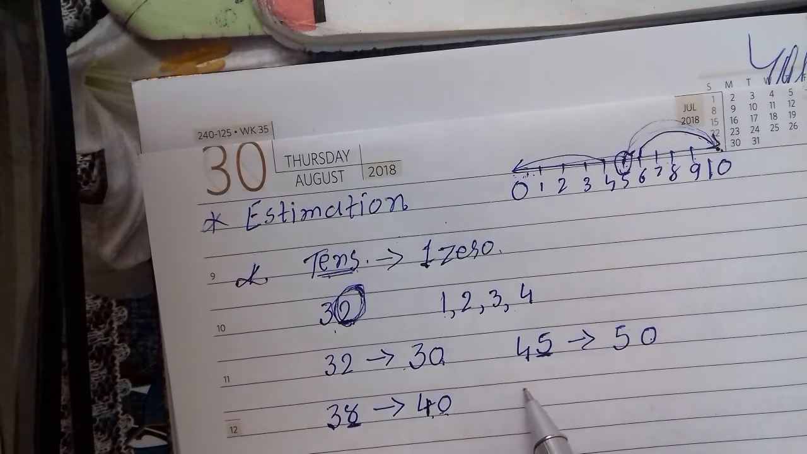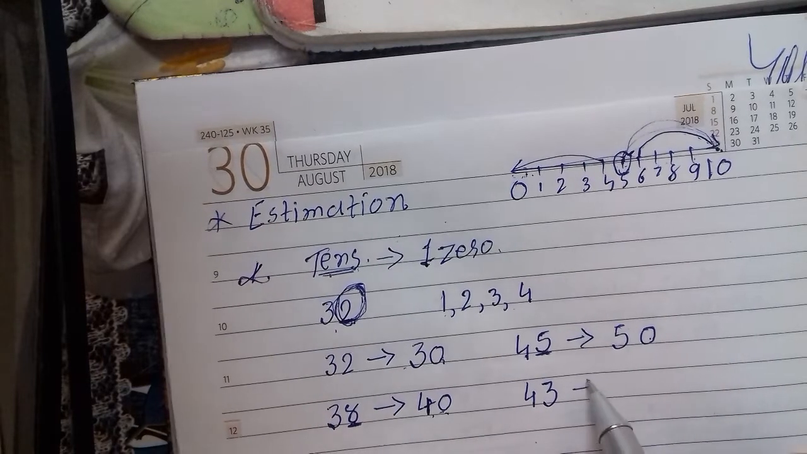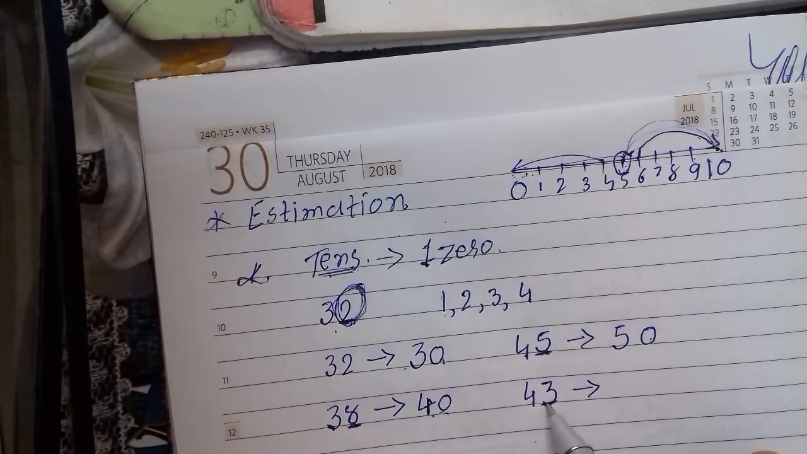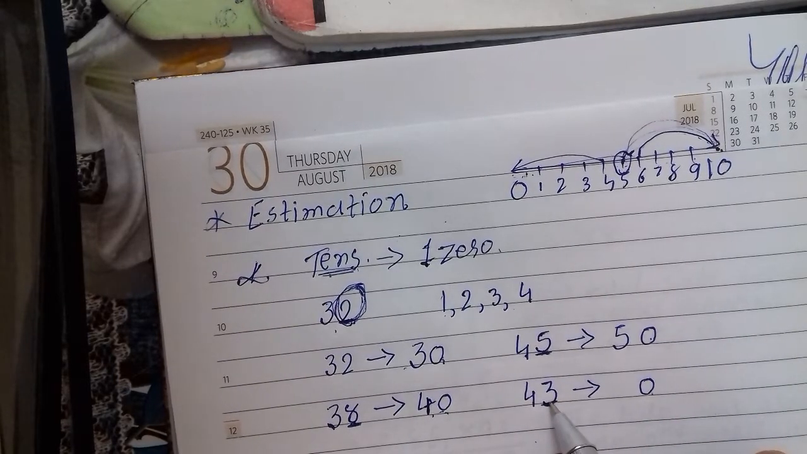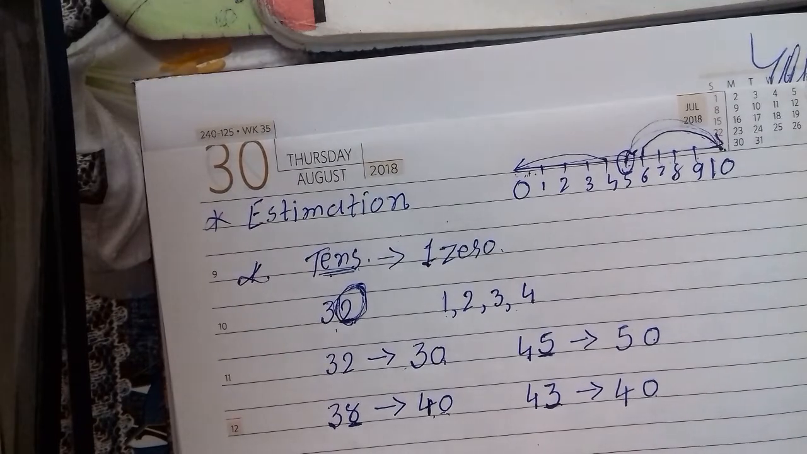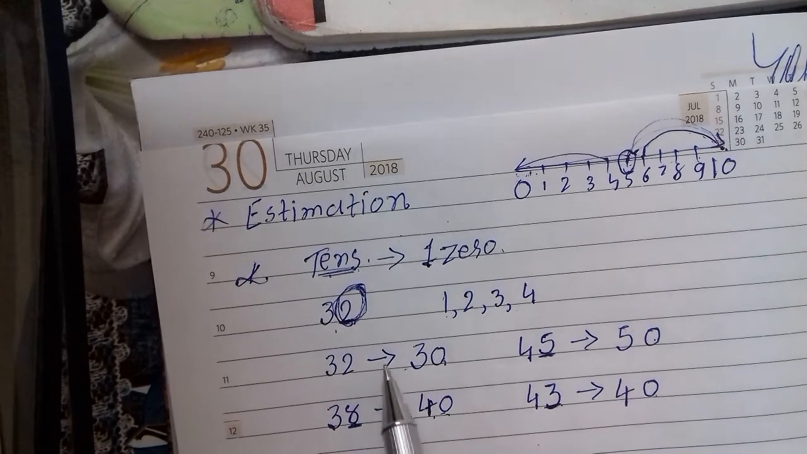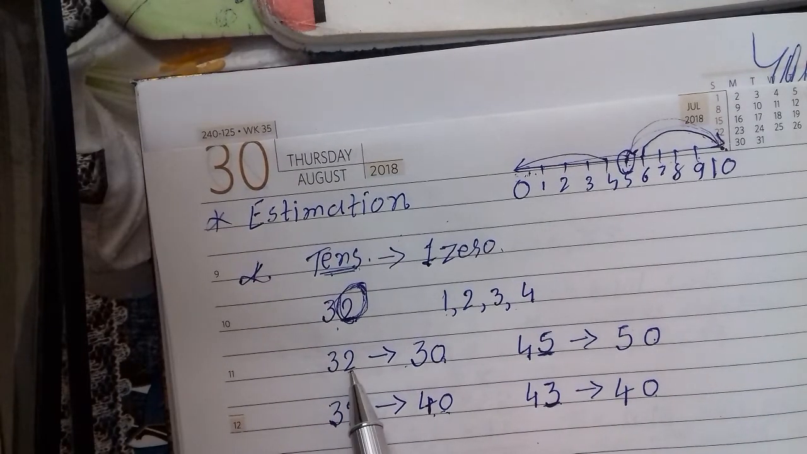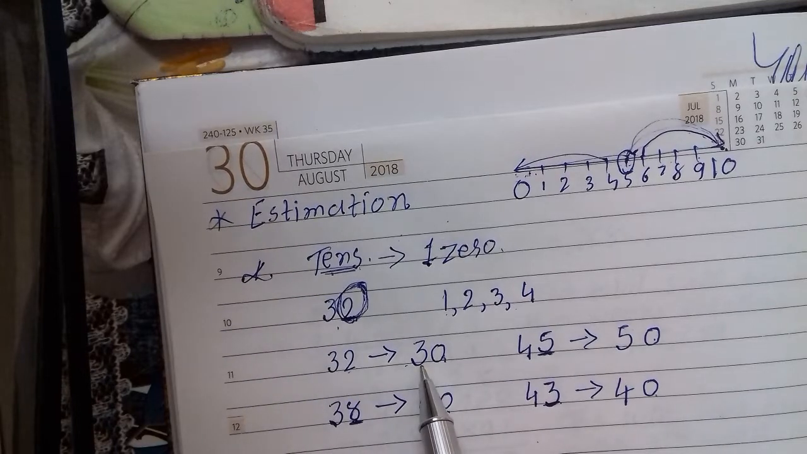50. But instead of 45, suppose here is 43. So first put 0 at the ones place and see the digit at the ones place. Here 3 is nearer to 0. So write the next digit as it is. Right? Once again, see here the digit at the ones place is 2. So first write 0 at the ones place and put the next digit as it is.